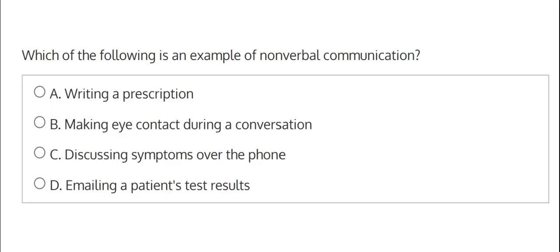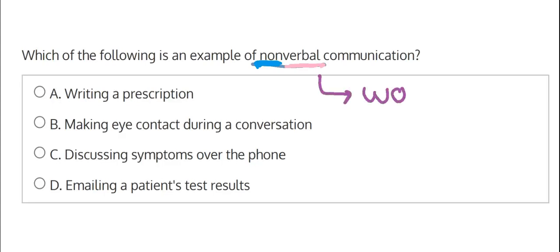Which of the following is an example of nonverbal communication? So to review what nonverbal communication is, let's break down the word between non, which means not. So we have non here, and then verbal. So it's not verbal. So verbal would be anything involving words.